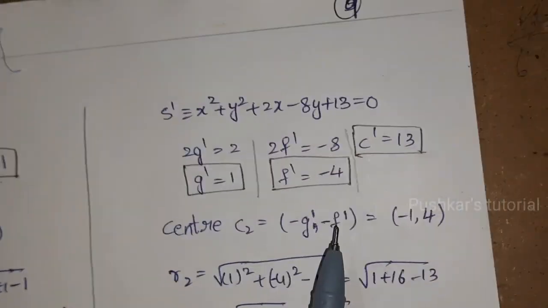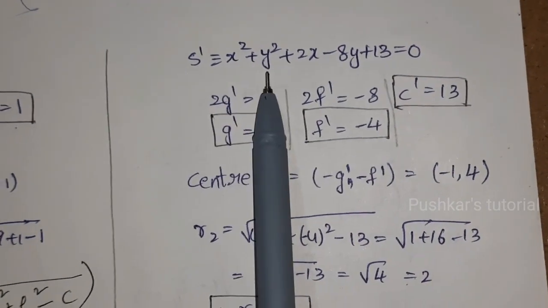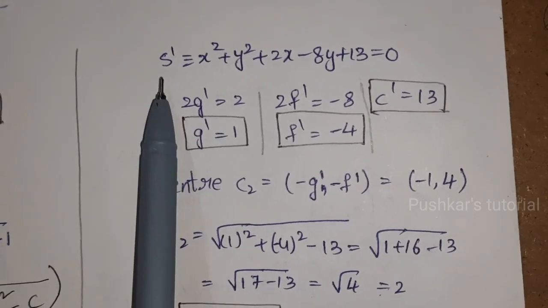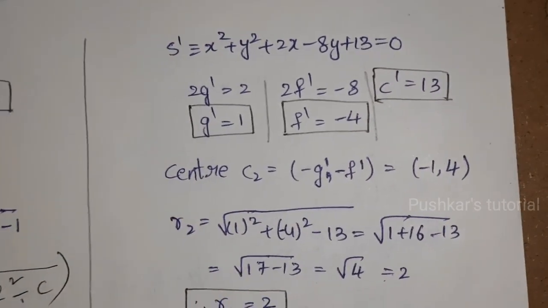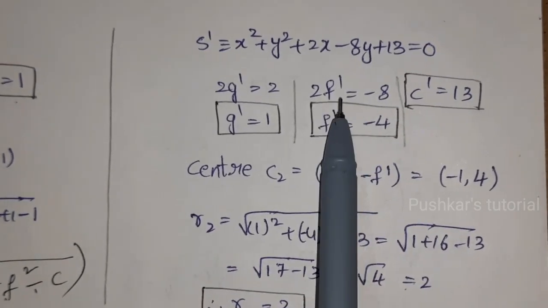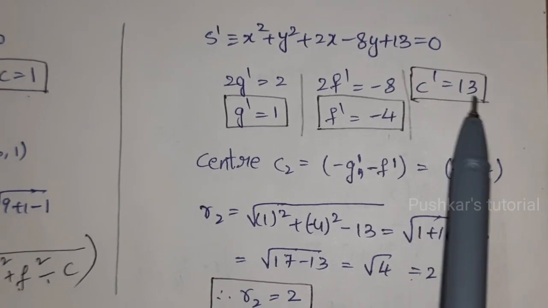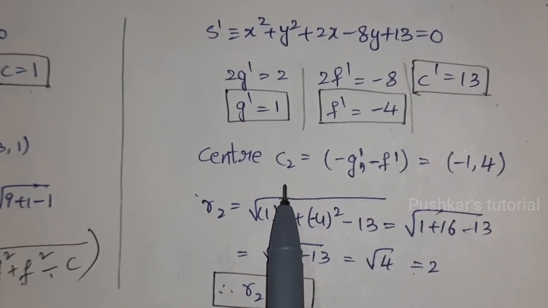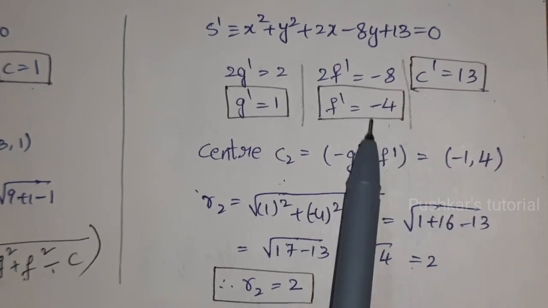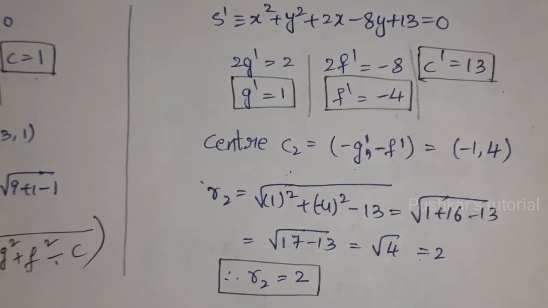The same pattern for the second circle. Again x square coefficient, y square coefficient should be 1. Next, x coefficient 2g dash. I am taking the second circle as S dash for difference. Next, 2f dash value minus 8. Constant c dash. Again center C2 formula: minus g dash, minus f dash. Same number but opposite sign: plus will be minus, minus will be plus.